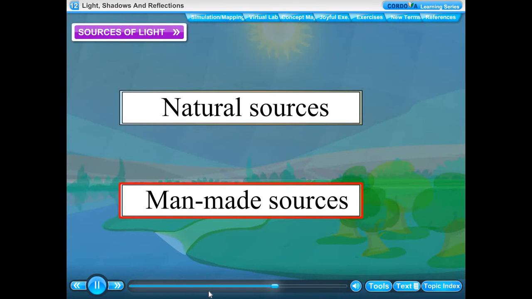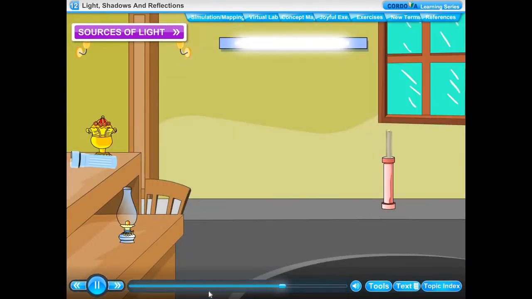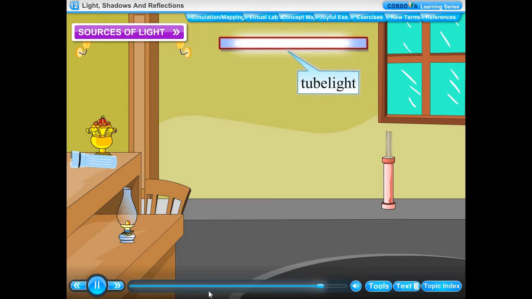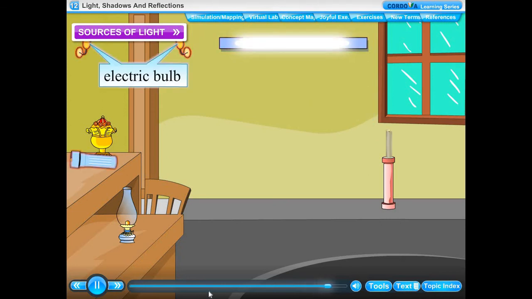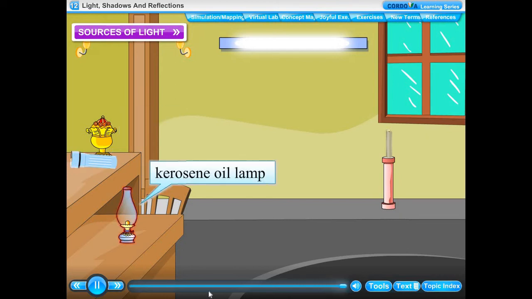Man-made sources of light. Sources of light which have been made by man are called man-made sources of light. For example, candle, tube light, electric bulb, torch, and kerosene oil lamp.